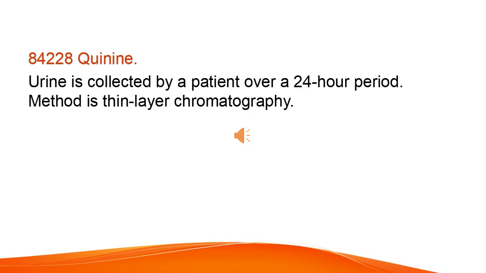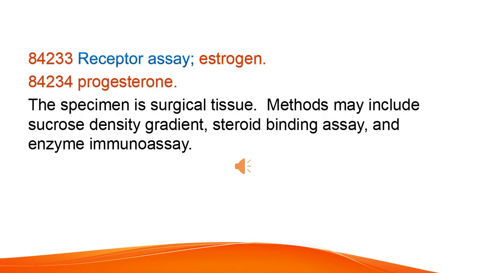Quinine. Urine is collected by a patient over a 24-hour period. Method is thin layer chromatography. Receptor assay, estrogen. Progesterone. The specimen is surgical tissue. Methods may include sucrose density gradient, steroid binding assay, and enzyme immunoassay.